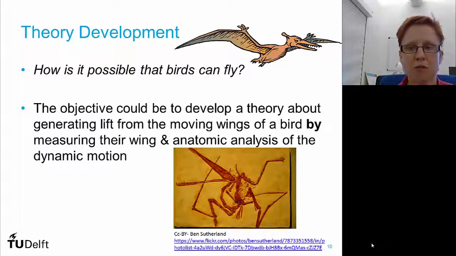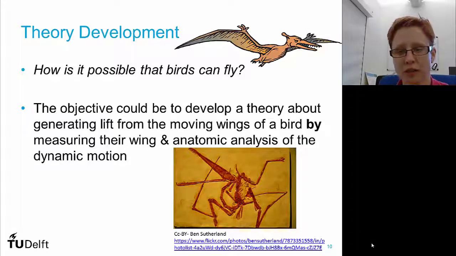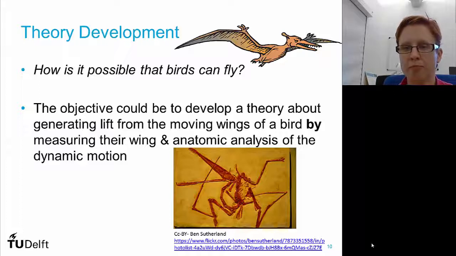So in theory development, we're really looking at developing theory based on what we see and measure. How is it possible that birds can fly? In this case, have a look at the flying dinosaurs. The objective could be to develop a theory about generating lift from the moving wings of a bird by measuring their wing and anatomic analysis of the dynamic motion. This is actually research that is ongoing at the University of Southampton, where a TU Delft alumnus is actively modeling how birds in the prehistoric ages, in the dinosaur times, flew. So in that sense, this does still happen.